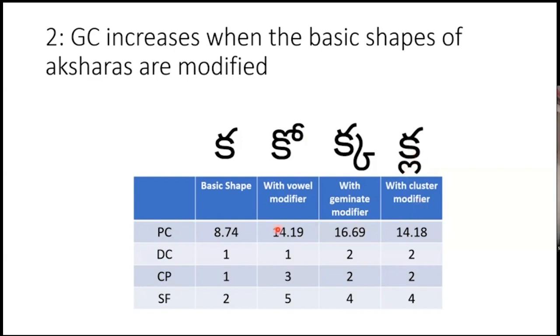So we can see here the values for DC, CP, and SF are linearly added. And for PC, it gets increased because of the added modifiers.